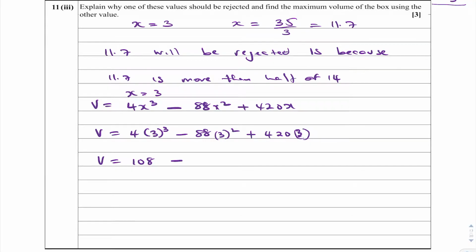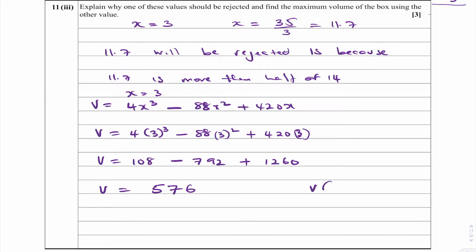Minus 3 squared is 9. 9 times 88, you may need a calculator for that one. So that gives you 792, plus 420 times 3, that's 1260. Always use a calculator in a calculator-allowed exam to make sure you get it right. Don't try and do it off the top of your head and get it wrong. Now V, when we do the calculation, should be 5760.